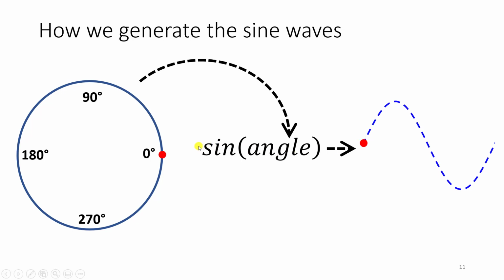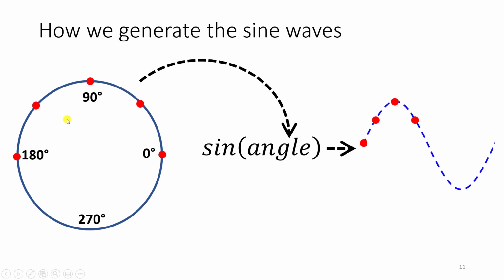And then we step along and we choose another angle. So in this case 45 degrees, take the sine function of that and drive the transducer to the amplitude indicated by the sine function, and we keep doing that with different angles, going all the way up to 360.